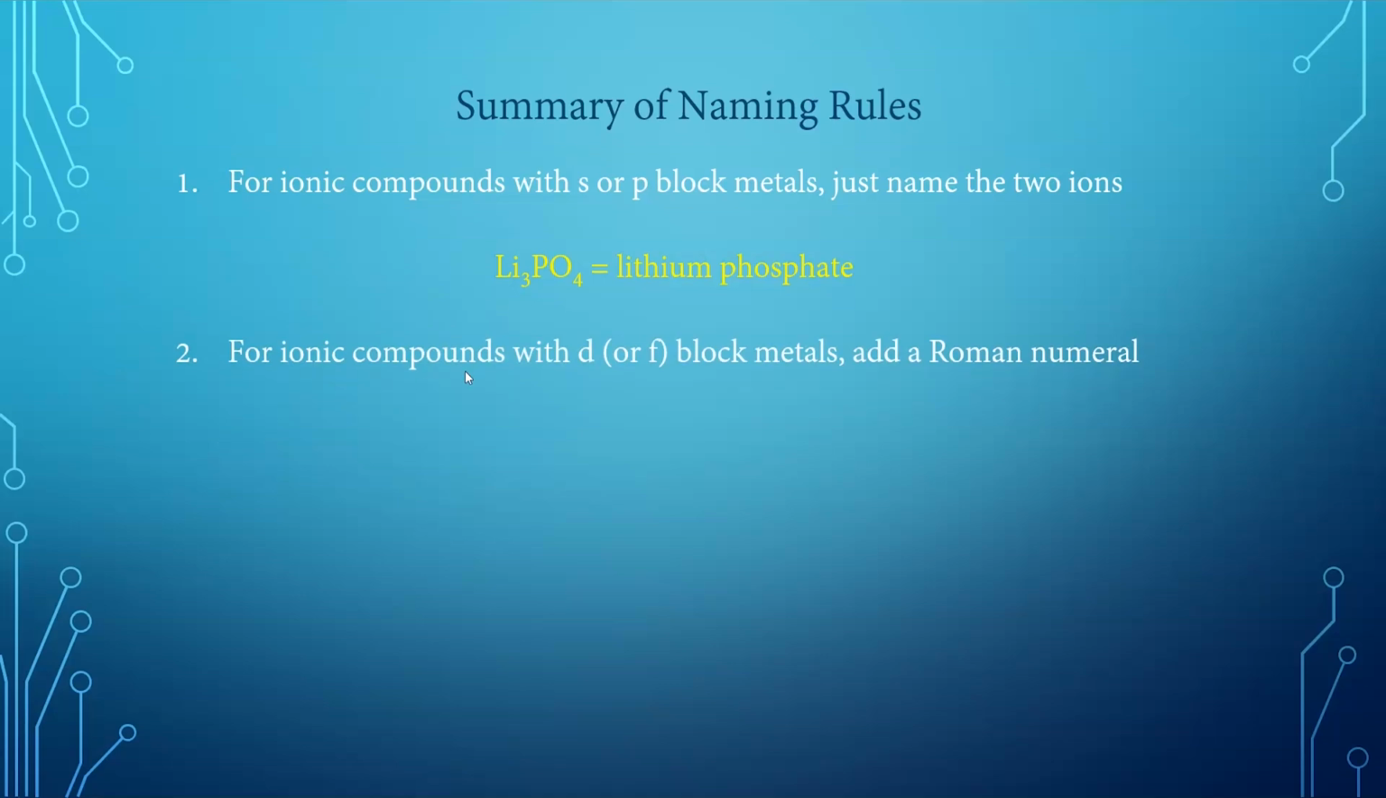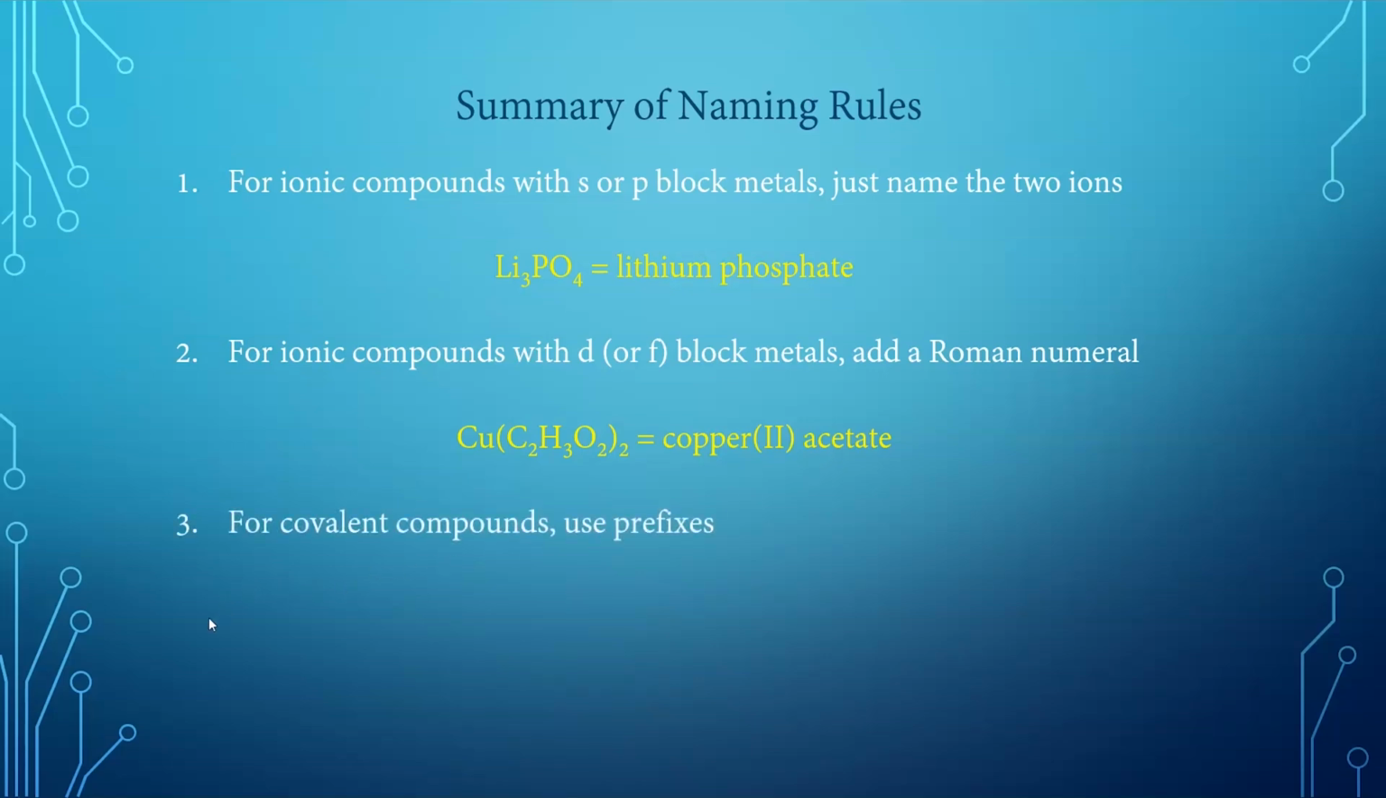Our second type of compound were ionic compounds with D or F block metals. In that case, we add a Roman numeral to the name so that we know what the charge is on the metal. So in this case, we have copper and acetate. Acetate has a charge of -1, and there are 2 of them. So that's a -2. That means the copper, of course, would have to have a +2 charge, and thus it would be copper 2 acetate.